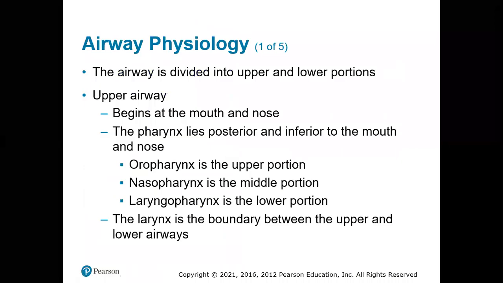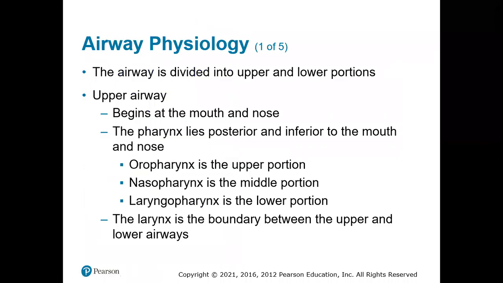So physiology, the anatomy of the airway. The airway is divided into the upper and lower portion. The upper airway begins in the mouth and nose. Air comes in. The pharynx lies posterior and inferior to the mouth and nose. The oropharynx is the upper part. The nasopharynx is the middle portion, and the laryngopharynx is the lower portion. And that larynx is a landmark.